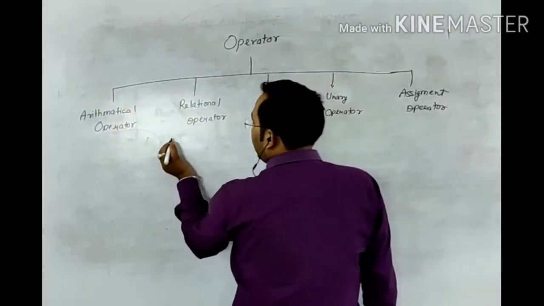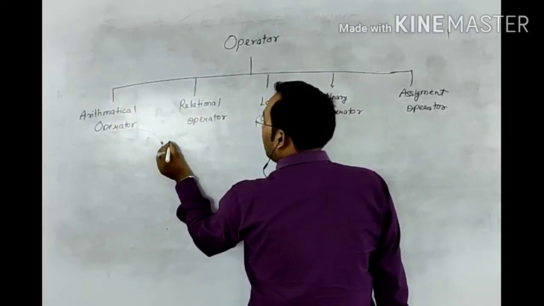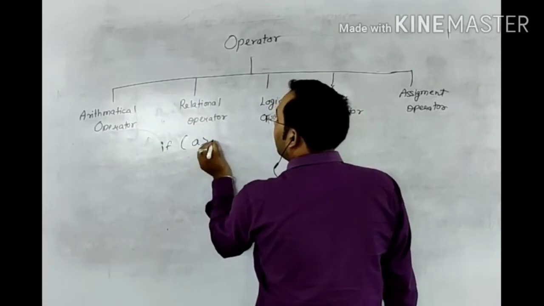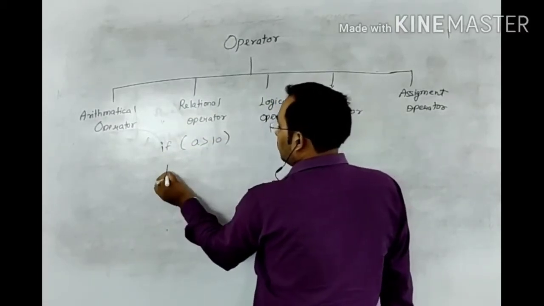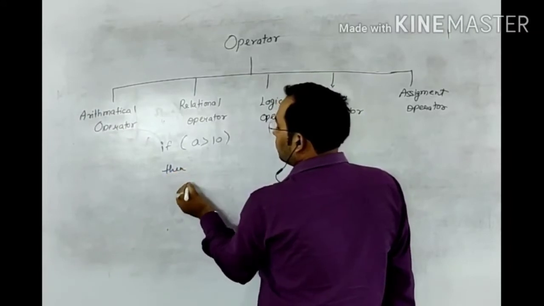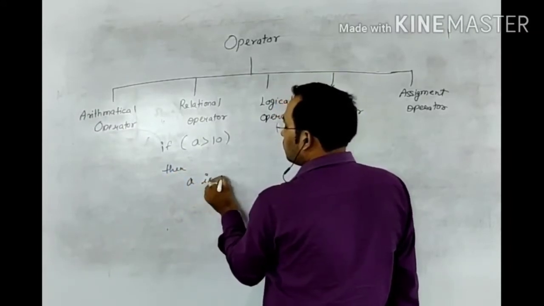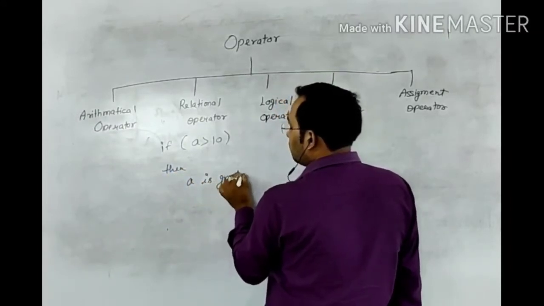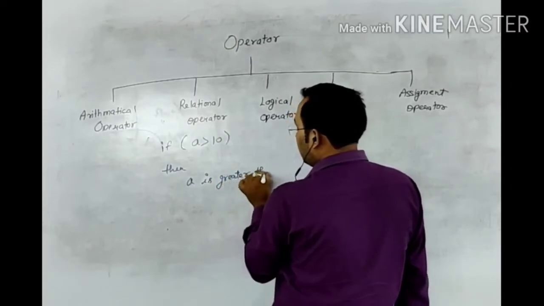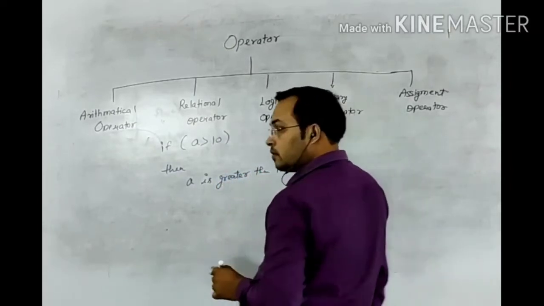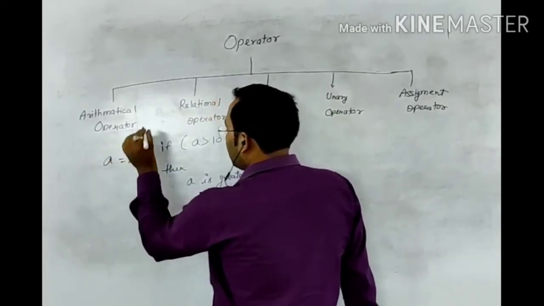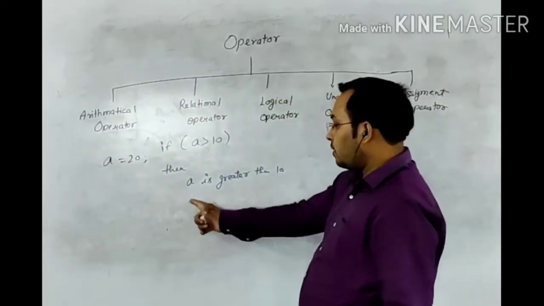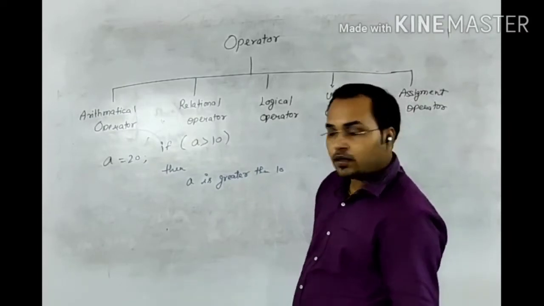In mathematics, you do relation like this. If A is greater than 10, then A is greater than 10. Suppose A equals 20. So 20 is greater than 10, then this statement will occur.